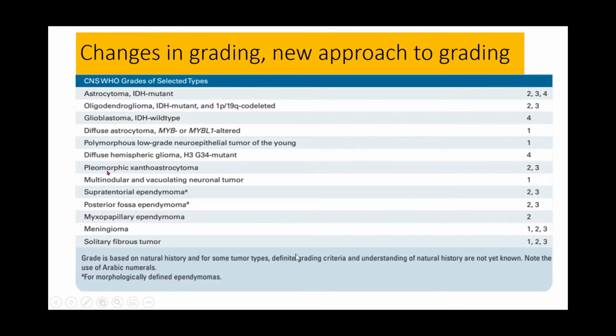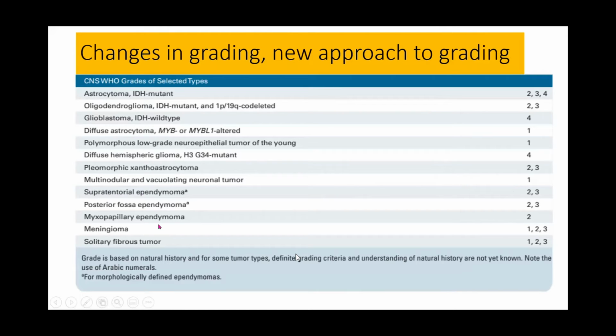Pleomorphic xanthoastrocytoma, just similar to the older classification, is of two grades, grade 2 and 3. So we don't call it anaplastic pleomorphic xanthoastrocytoma. We do not call an astrocytoma anaplastic astrocytoma. We just give it its grade. This makes it easier to understand and makes the grading comparable to the other WHO gradings. Multinodular and vacuolating neuronal tumor is WHO grade 1.